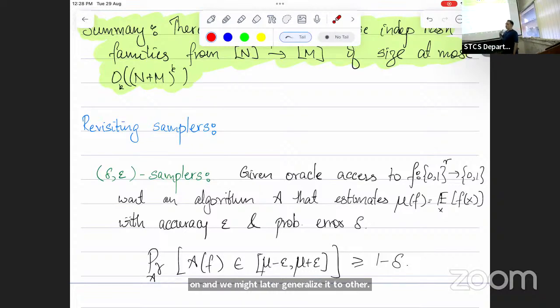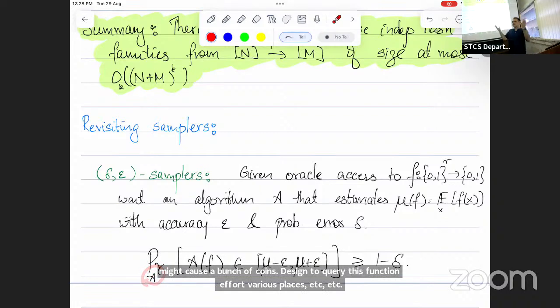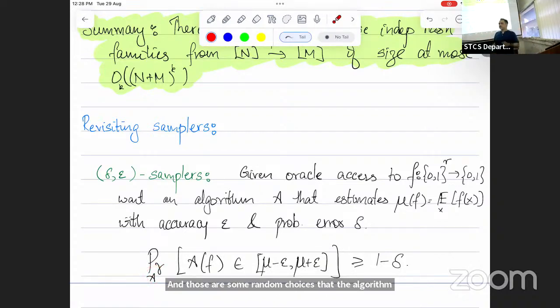So what is the guarantee that we want from this algorithm? The algorithm, with whatever oracle access to f, will do something. It might toss a bunch of coins and decide to query this function f at various places, and those are the random choices that the algorithm A will make. Depending on those random choices, whatever it outputs, I want it to be within epsilon error of the correct value mu of f with probability at least 1 minus delta. This is what we mean by a sampler.